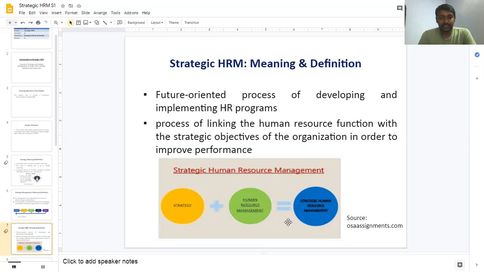The same thing is being simplified in this particular animation or picture. We can see the strategy and human resource management are clubbed together. We call it strategic human resource management. So we club the strategy and human resource management, and we call this strategic human resource management.